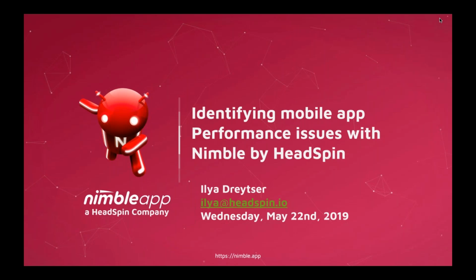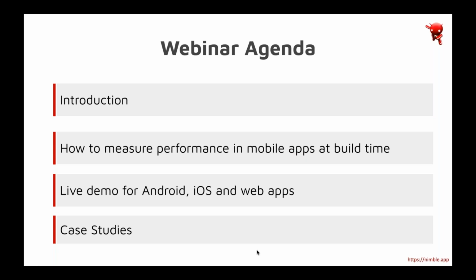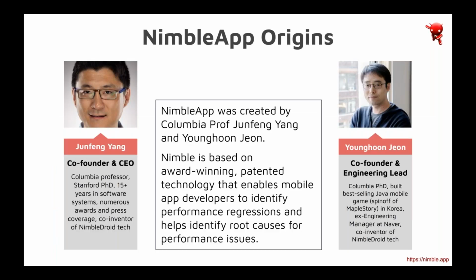So today's webinar is all about identifying mobile performance issues with Nimble, a HeadSpin company. To get started, we're going to have an introduction by one of the founders of the Nimble technology. Then we're going to jump into the details of measuring performance within mobile apps and how to do that at build time. We're going to talk about the product capabilities, and we will have a full live demo so you can see for yourself. And then we're going to cover some real customer case studies. Without any further ado, I'll pass this over to Junfeng Yang.